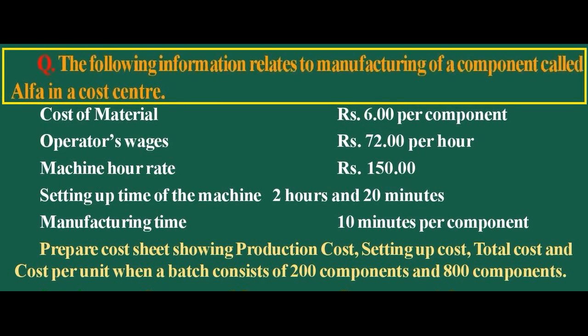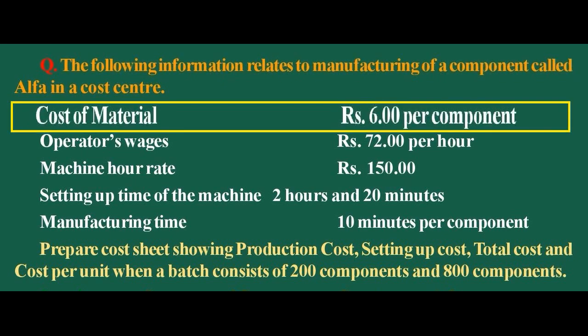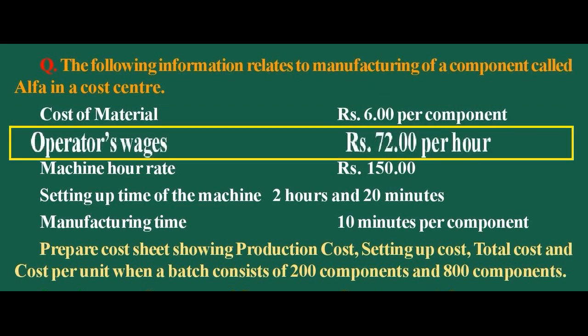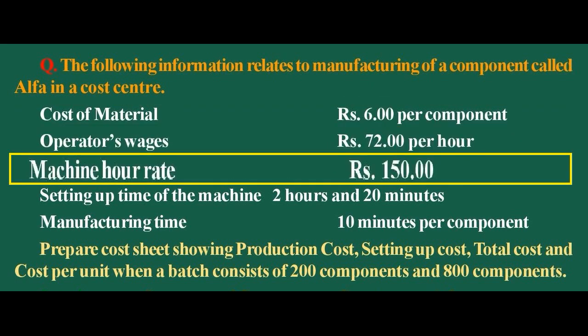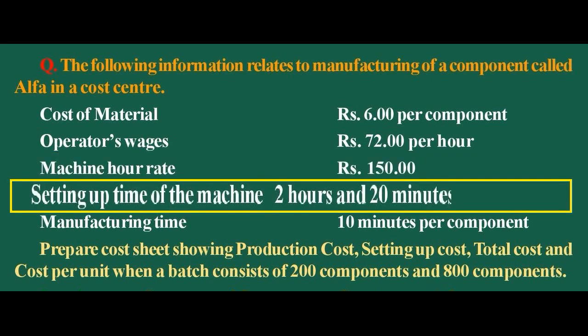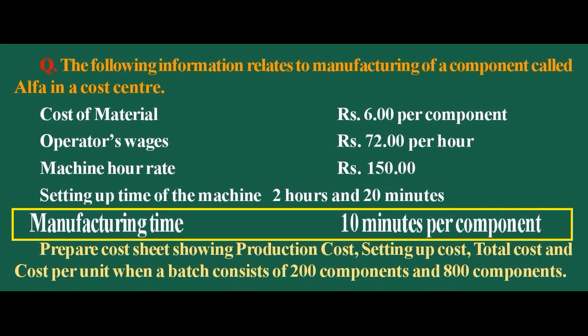The following information relates to manufacturing of a component called alpha in a cost center. Cost of material rupees 6 per component. Operators wages rupees 72 per hour. Machinery rate rupees 150. Setting up time of machine 2 hours 20 minutes. Manufacturing time 10 minutes per component.